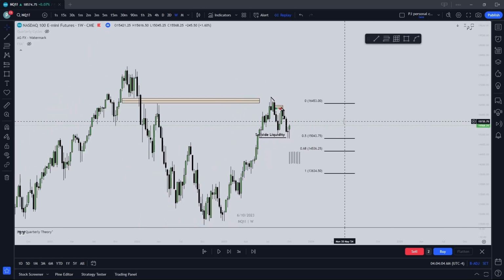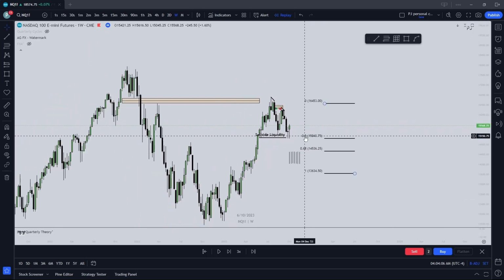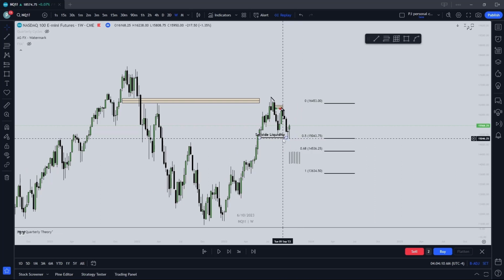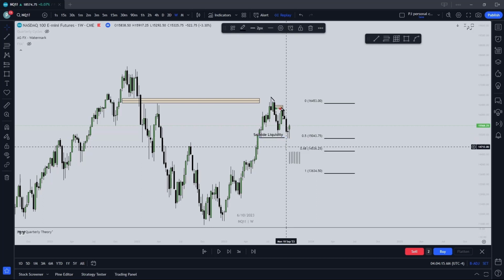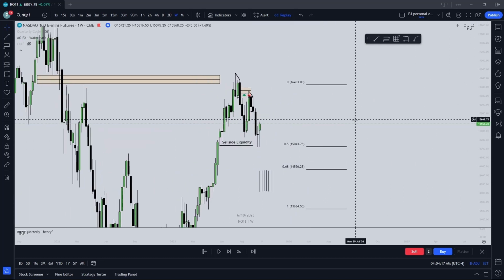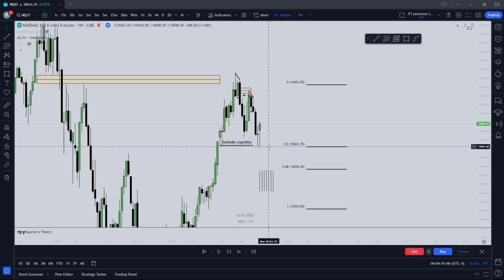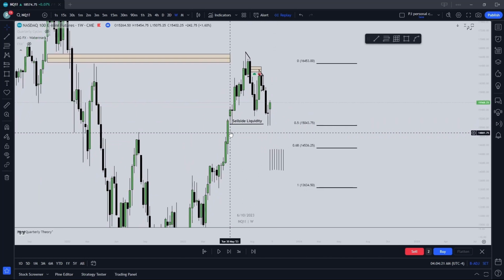Now seeing this on the weekly time frame, we have two fair value gaps open. Excuse me. We have some sell side liquidity getting engineered. All right. With multiple equal lows and an open fair value gap above. Below.